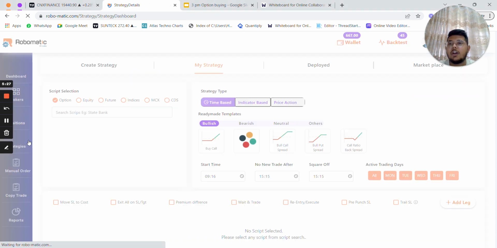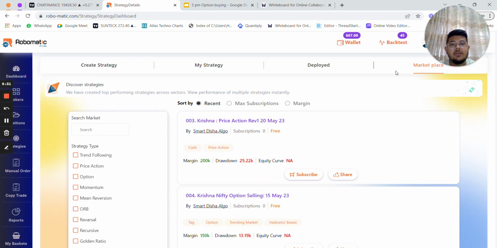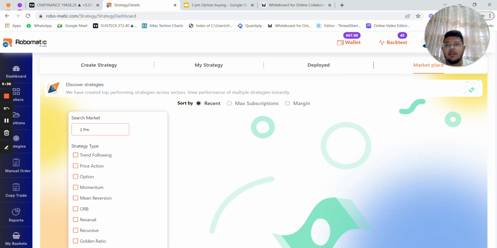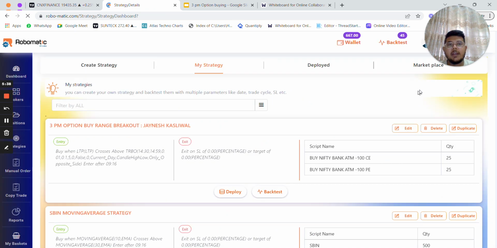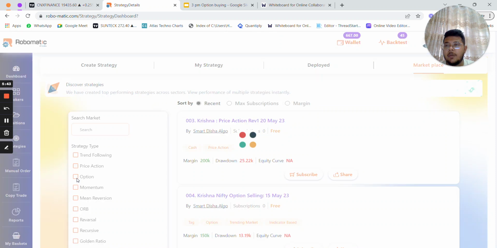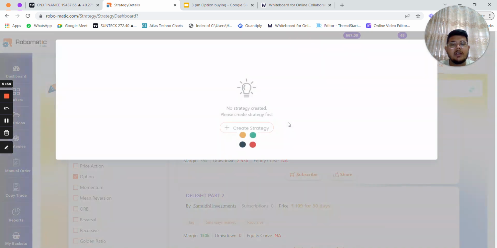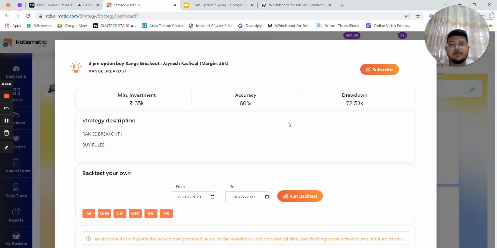As soon as you click on the strategy part, or you can go to the marketplace here. Once you go to the marketplace, you can type here 3 p.m. option buying strategy, you can select on option, and you can clearly see the 3 p.m. option buy range breakout strategy by Jainesh Kasliwal here, right? Once you click on this, you can click on subscribe the strategy.